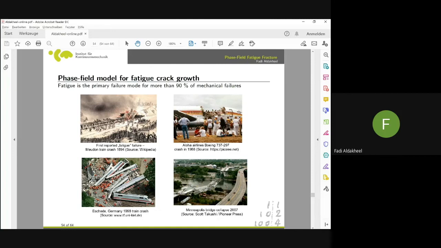And this is 1894, from Wikipedia. And then the airplane failure, or what happened in Germany, let's say, this incident which led to 100 people killed, and this was only from one failure on one of the wires, which cracked under cyclic loading and destroyed this train, right? ICE, or let's say bridges.